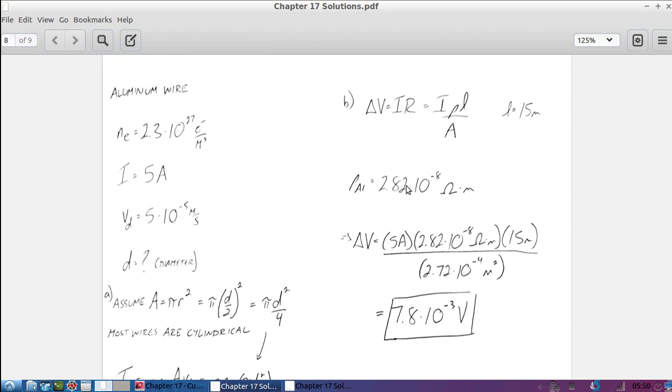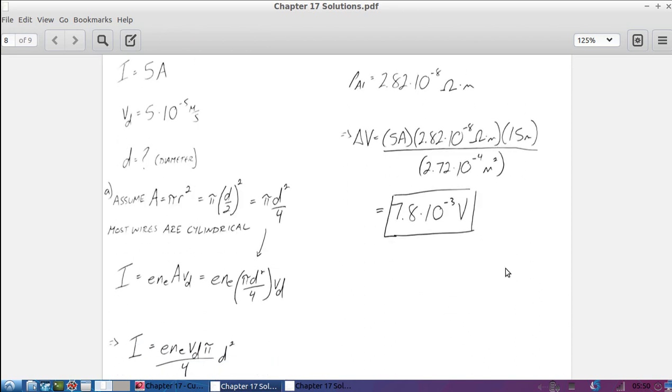Okay, so I looked that up on the internet. I calculated the area from the diameter I found in part A, and they gave me the length. So I substitute those values in. 5 amps, 2.82 times 10 to the negative 8 ohm meters for resistivity, 15 meter long wire, and the area I got in part A, and I've got a very, very small potential, 7.8 times 10 to the negative 3 volts.